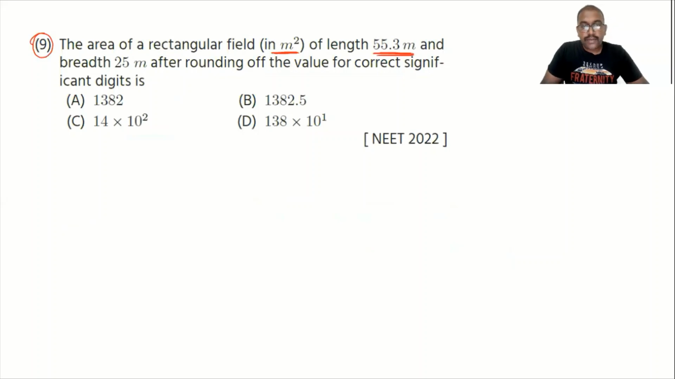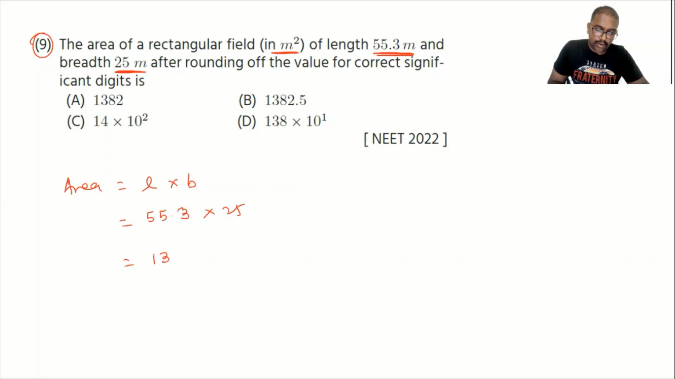After rounding off the values for correct significant figures, area is length multiplied by breadth. So 55.3 multiplied by 25 meter. Both are in meter, so we get the area in meter square. Here definitely it is 25 multiplied by this one, so it is coming 1382.5. This is in meter square.